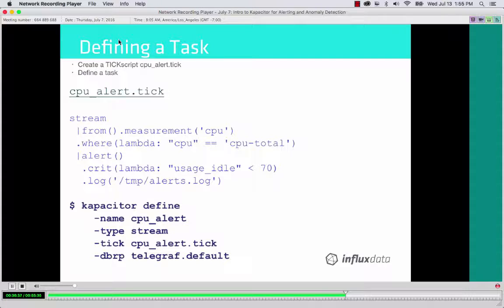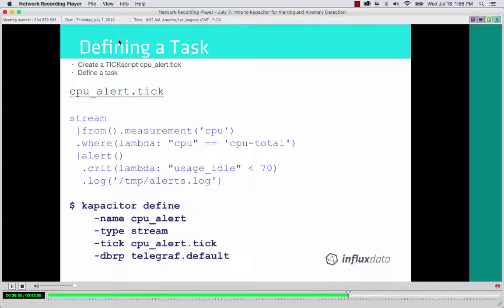And it's a little bit confusing because Telegraf does something that's a little bit non-standard. And then I want to issue a critical alert when usage idle goes above, say, 70. And we're just gonna keep logging this to temp alerts.